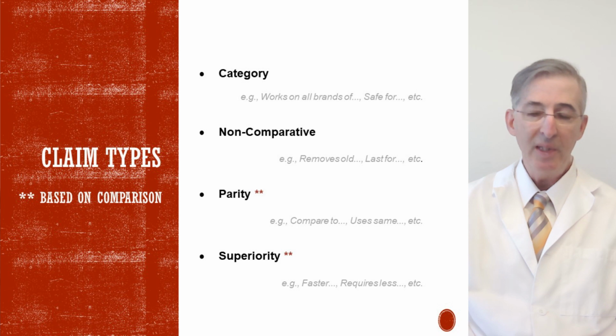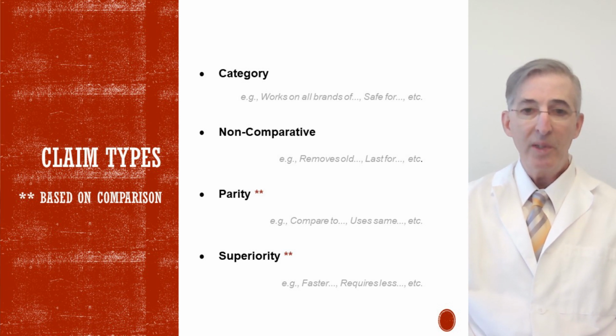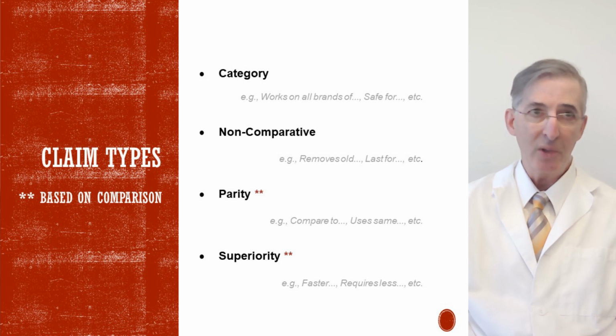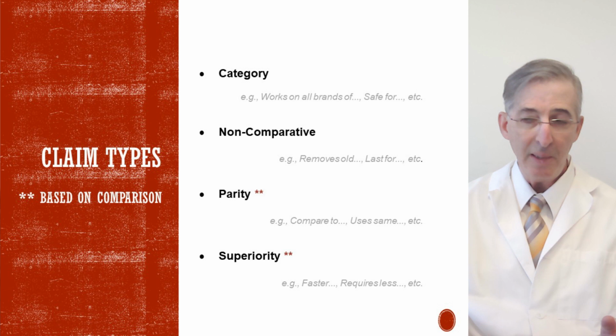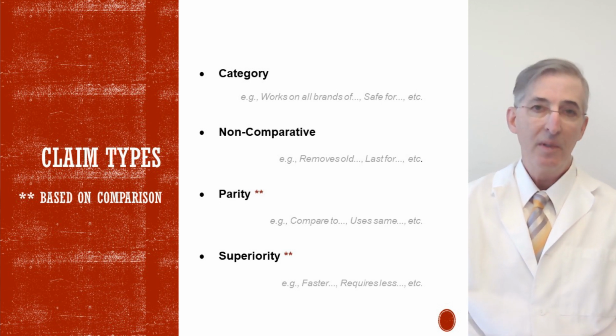Non-medical claims, as seen in this next slide, are basically four different types of claims, two of which are based on comparative work. So the first one is a category. I show here in the slide some examples of what a category claim will be, such as safe for all septic systems, works on all brands of, what you name it. Those types of claims are not comparing to anything, you're just talking about compatibility. It's different than a comparison.